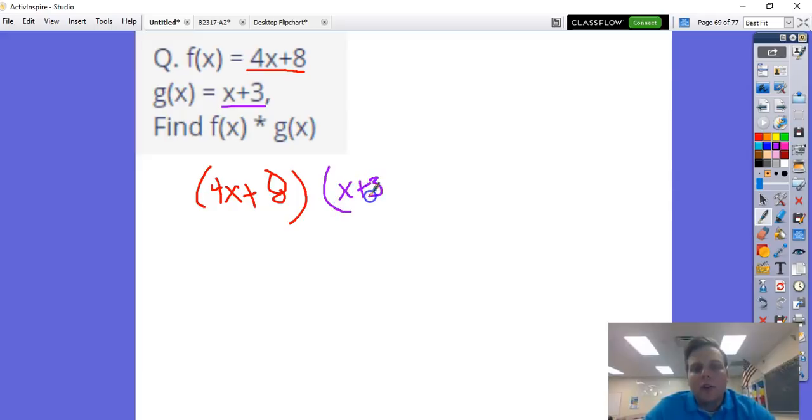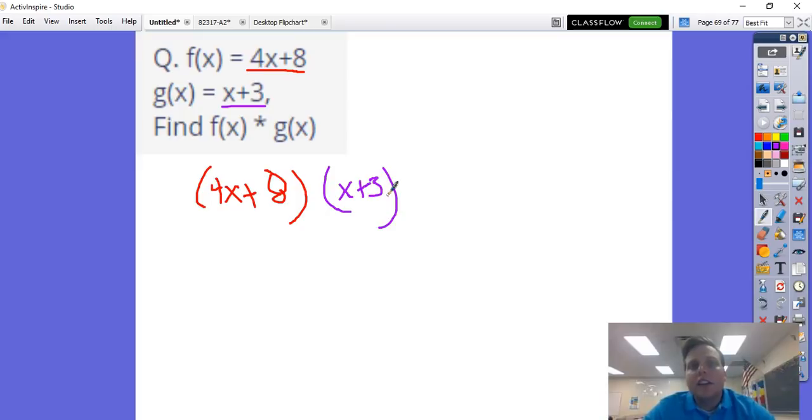So since I have these two parentheses next to each other, that means I know I'm multiplying them. Alright, now the way you use the distributive property when you're multiplying anything, anytime you're multiplying something from a parenthesis or just something outside a parenthesis to another parenthesis, everything from this parenthesis must multiply to everything in this parenthesis. Okay, so everything's got to multiply with everything. So that means this 4x needs to multiply with this x at some point in time. This 4x needs to multiply with this 3 at some point in time. This 8 needs to multiply with this x, and this 8 needs to multiply with this 3.